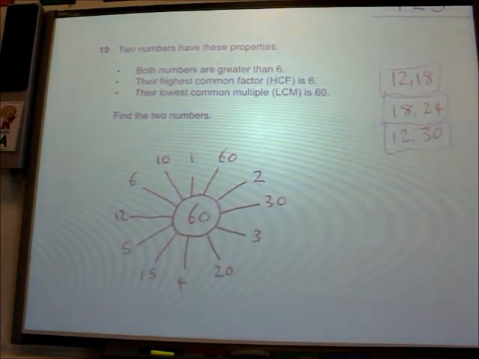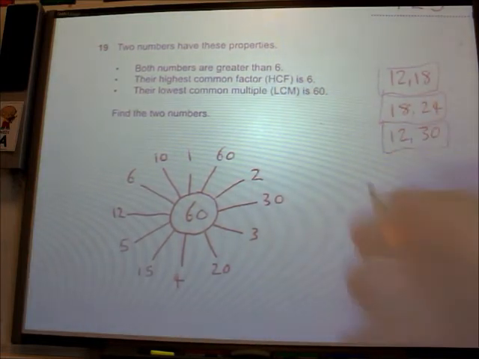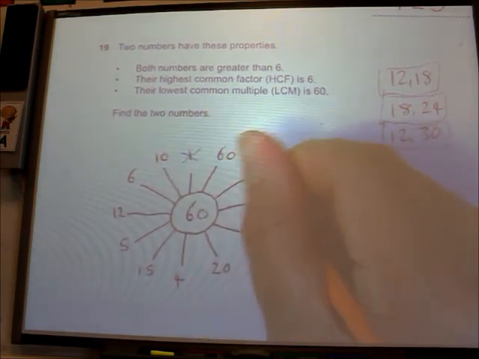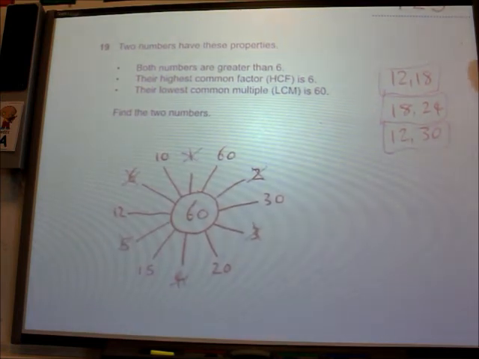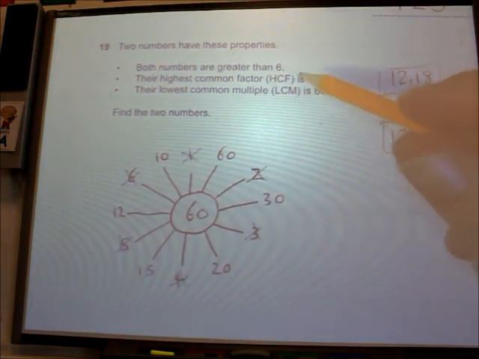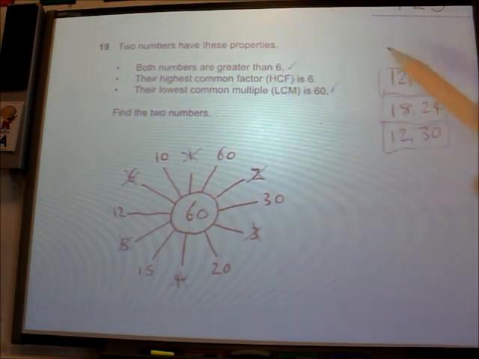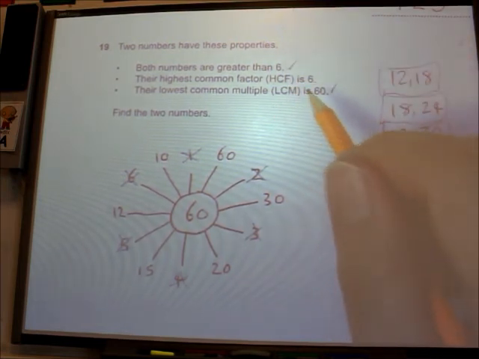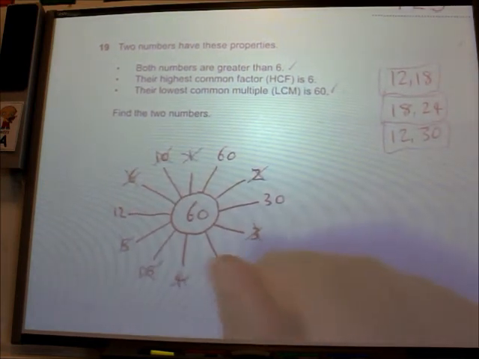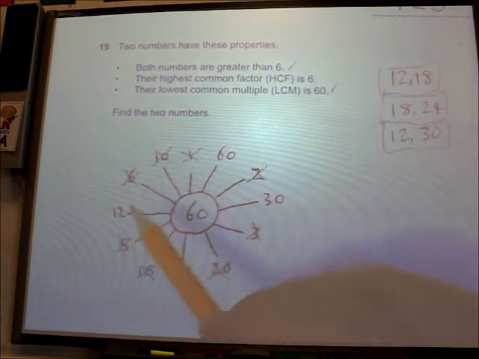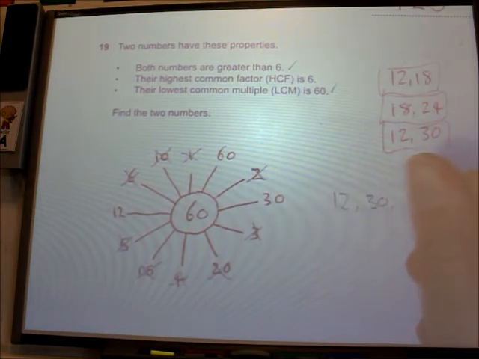So what I'm going to do is go around and get rid of the numbers I know it definitely is not. First of all, it is greater than 6, so it can't be those. So we've done the top bit. The highest common factor is 6, so 6 must go into it. So 6 doesn't go into that, it doesn't go into that, it doesn't go into that. So we're left with 12, 60, 12, 30, and 60.